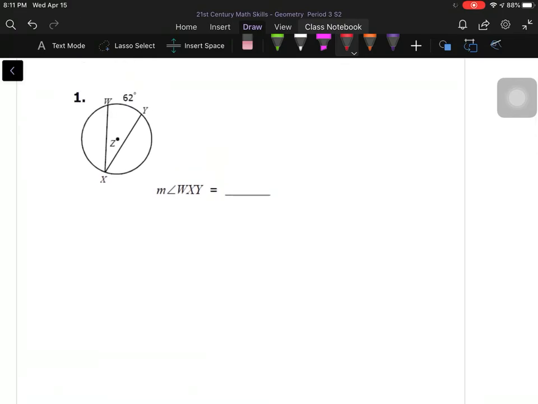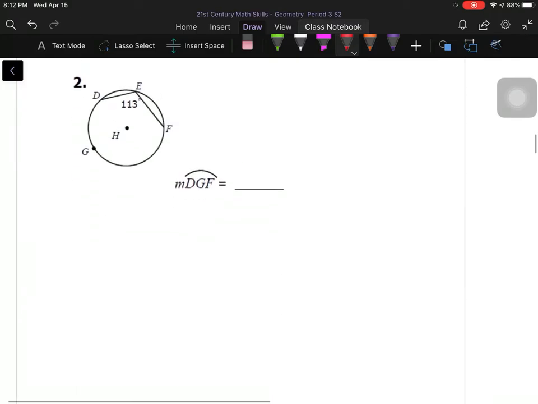Okay, so the first example, again, we said if we know the arc measure, we're just going to take half of it. So half the arc measure equals the angle measure, so that'd be 31 degrees. Second example, now we know the angle measure, so I'm not going to take half of the angle measure, I'm going to double it. So that's 226 is going to be the arc measure.